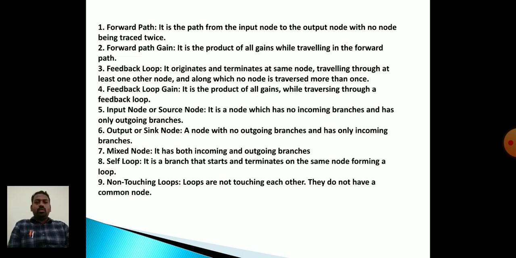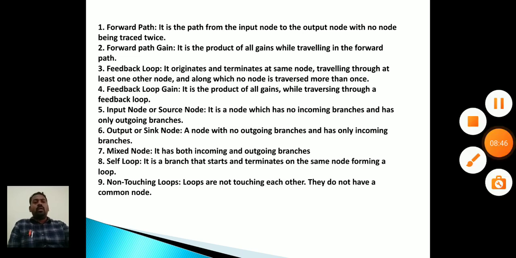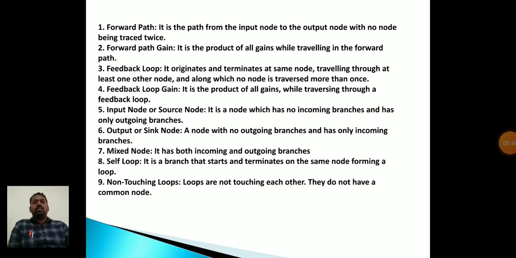The input node or source node is a node which has no incoming branches and has only outgoing branches. What is the output node or sink node? It has only incoming branches and no outgoing branches; you can also call them signals. What is the mixed node? It has both incoming and outgoing branches, the signal coming into this node and the signal going out of this node. That is called a mixed node.